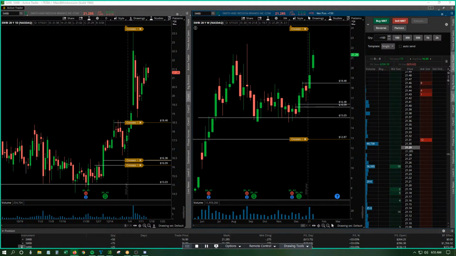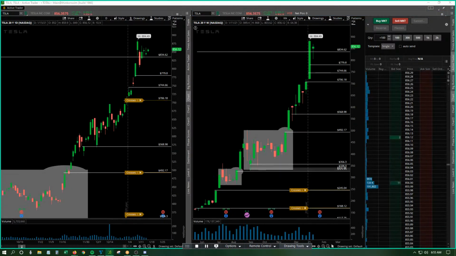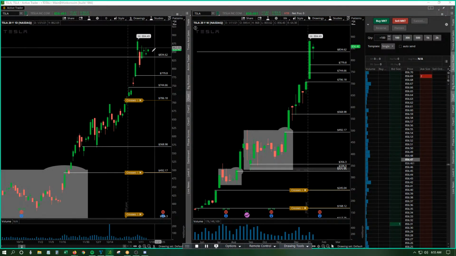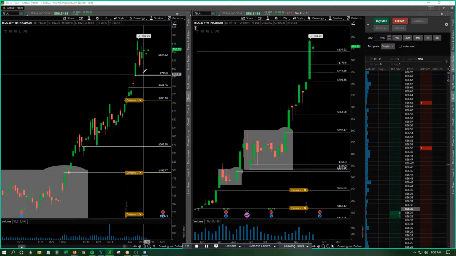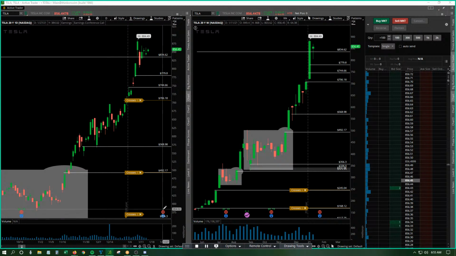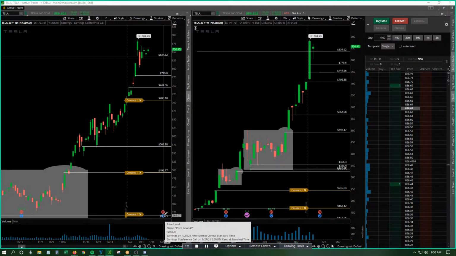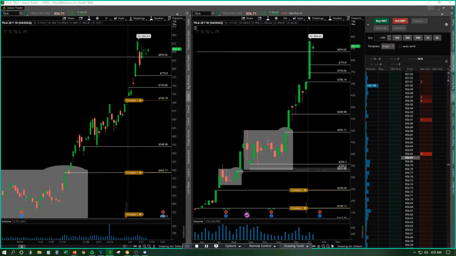Let's see, what else do we got here? Tesla, where's Tesla at? Tesla's just consolidating, moving sideways, drifting a little bit higher each day. It's got some gaps lower. When does it have earnings? 27th of January, okay. Still have some time.